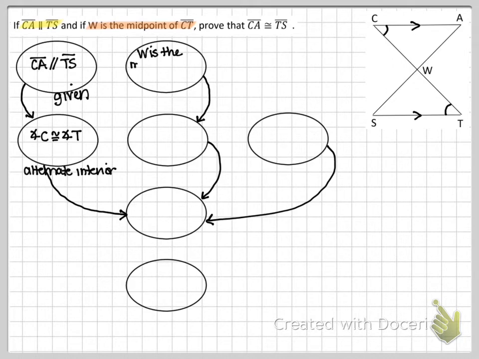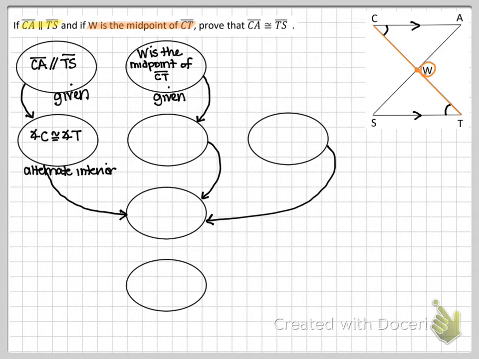So W is the midpoint of CT. I know this because it was given to me. Okay, so let's take a look at the picture. W itself is the middle point for line segment CT, right there.